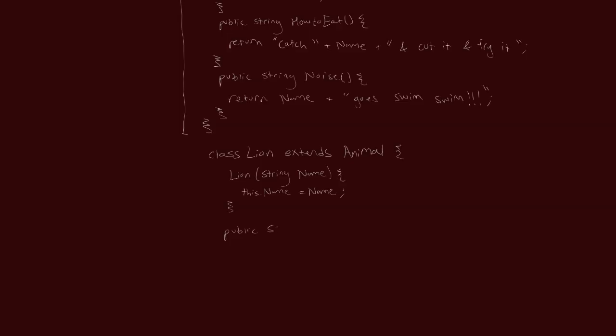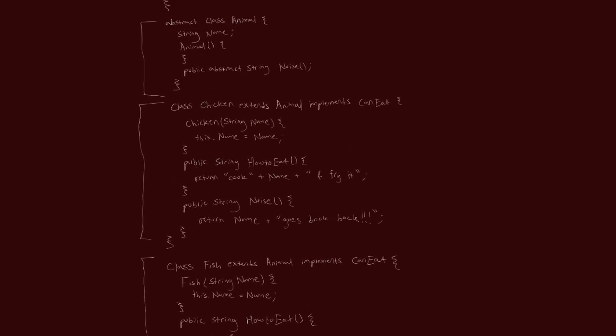So we'll do public string noise, and then we would return the name of the lion goes, and there we go. Okay, and now the lion one is done.